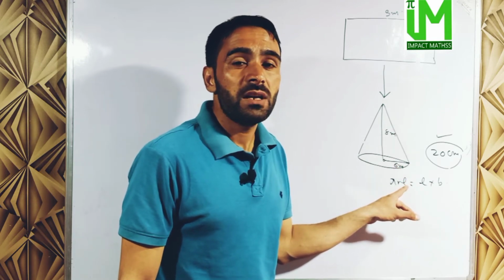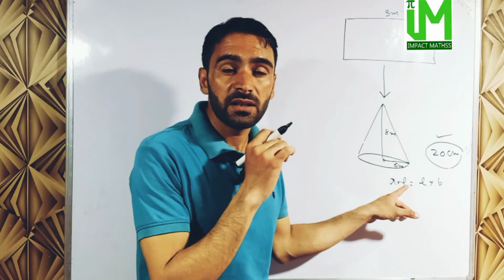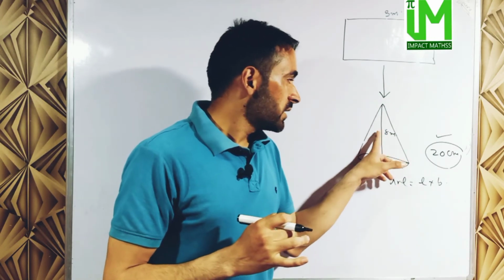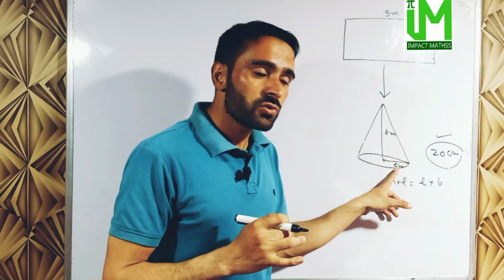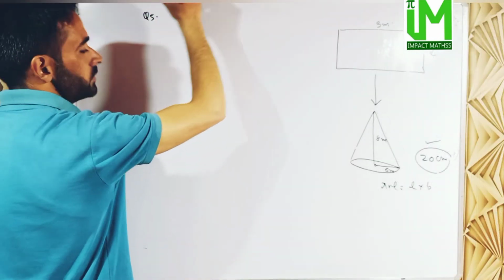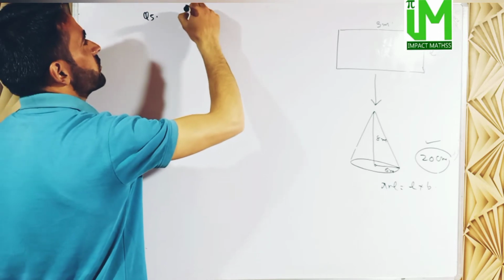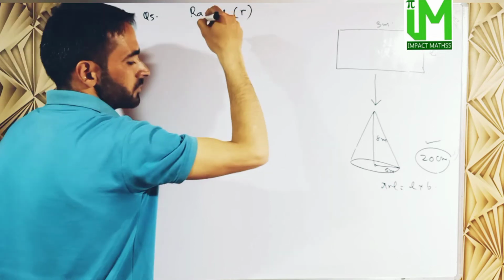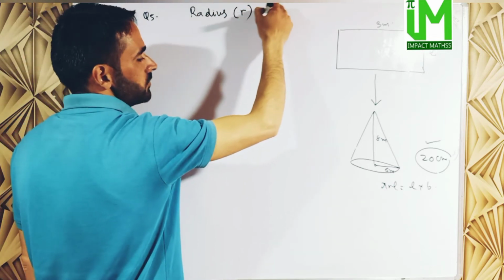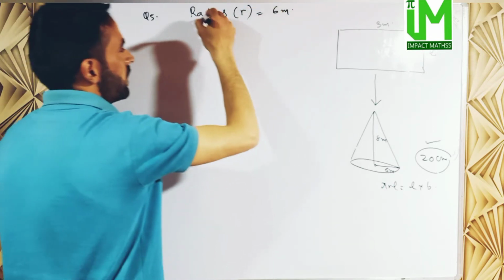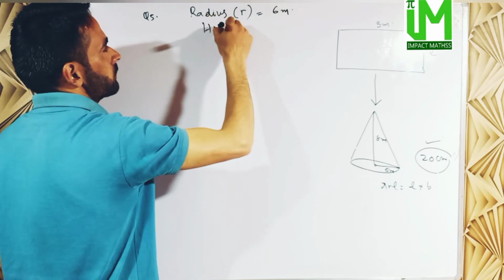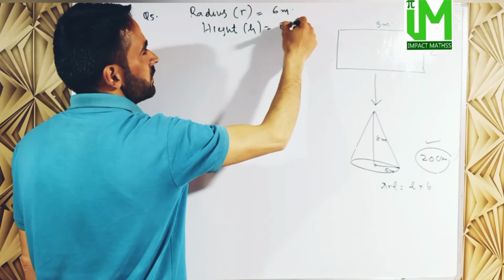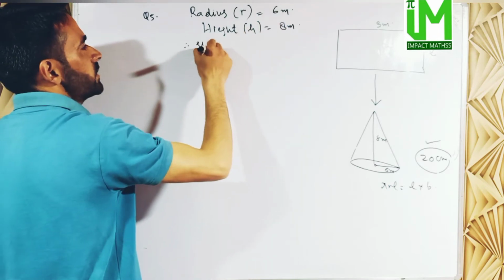First of all, we have to find L, because H is the height, not the slant height. So the slant height can be found easily using under root of 8 square plus 6 square. So we'll write question number 5. Radius, denote it by R, R is equal to 6 meter. And height, H, is 8 meter.